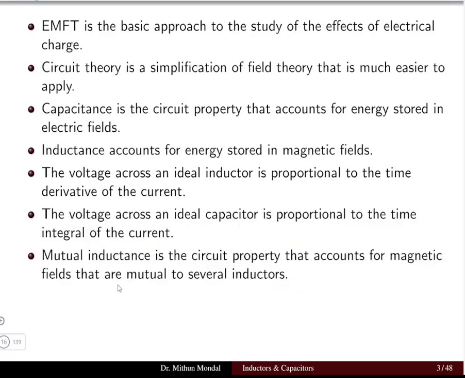Apart from inductance and capacitance, one more property we are going to discuss is known as mutual inductance.